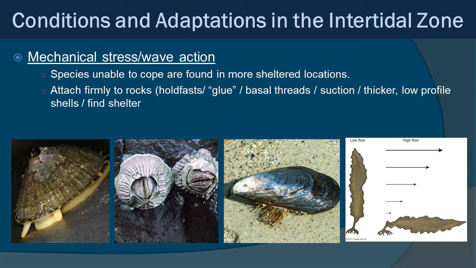So animals have to have a way to adapt to that. And generally, when species are unable to cope with this, they're found in the more sheltered locations within the intertidal zone. Like you can see those cracks and crevices, tide pools, things like that. Other species hold firmly and attach firmly to the rocks. They can use holdfasts. They can actually secrete a type of glue. They can have those basal threads. That picture of the mussel on the bottom towards the right, that hairy stuff coming out of it is the basal threads. They can have suction ability. They can be very thick. They can be very low profile, or they can just be flexible like some of the different algae.